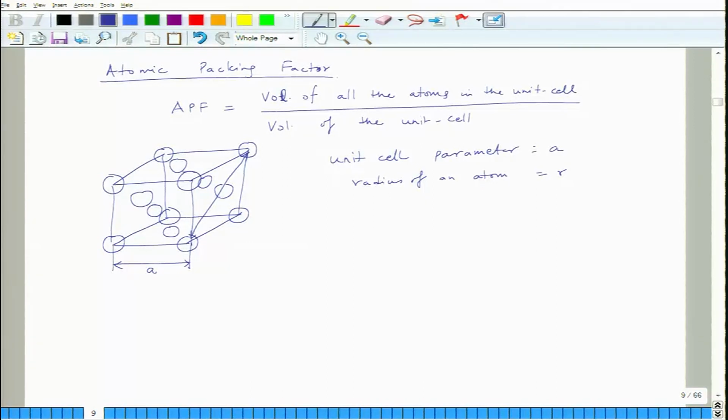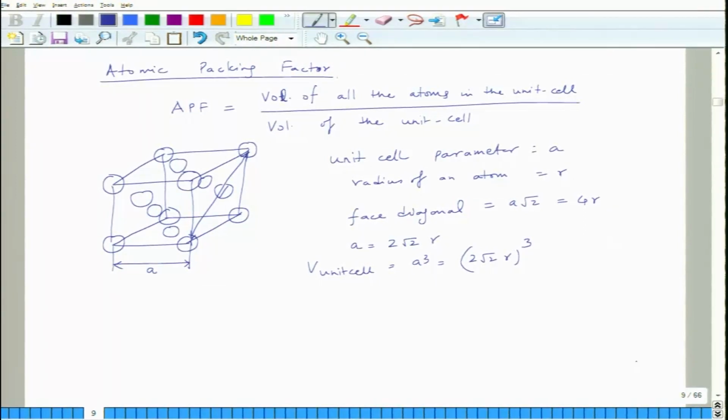If they touch along the faces, then what is the relation between R and A? So the face diagonal length is equal to A root 2. This is 2R, this is 1R, this is 1R. This becomes equal to 4R. So A is equal to 2 root 2 R. So the volume of unit cell V unit cell is equal to A cube, which is equal to (2 root 2 R) cube.